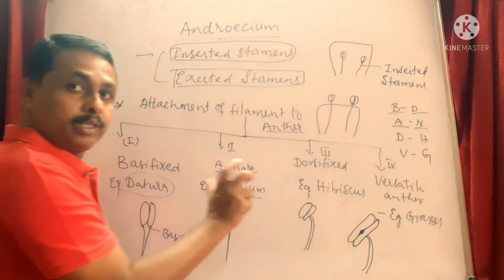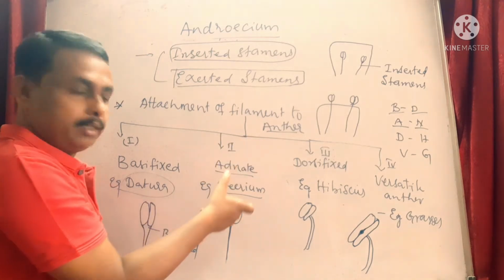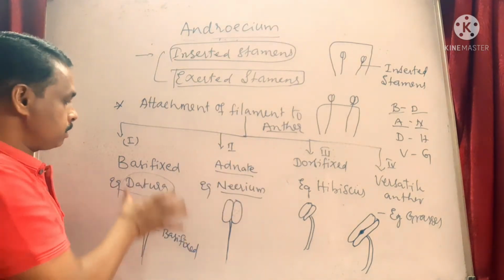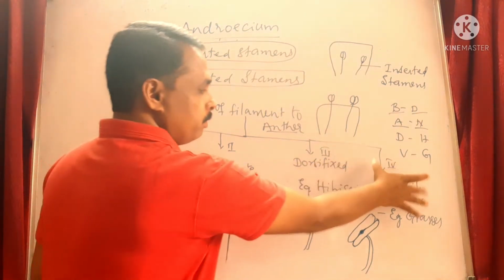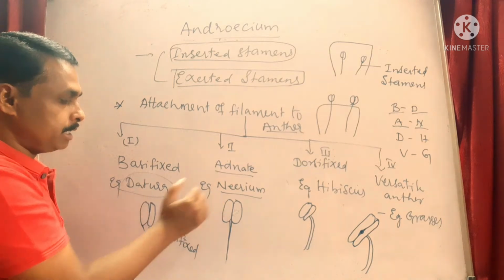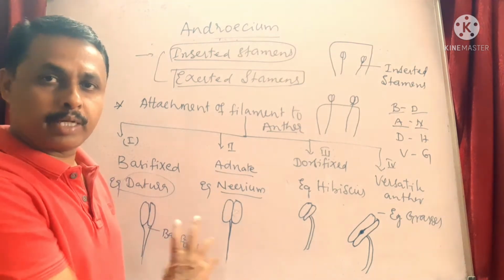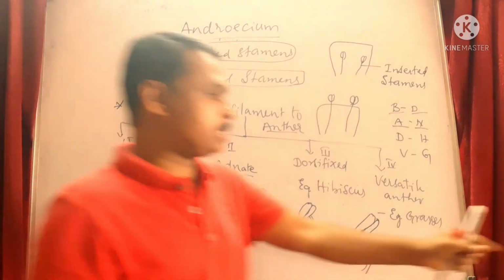So based on the fixation of filament to anther, we have 4 categories: basifixed, adnate, dorsifixed, versatile, with their examples, and the position where the filament is attached to the anther is also described here. Right? Understood?